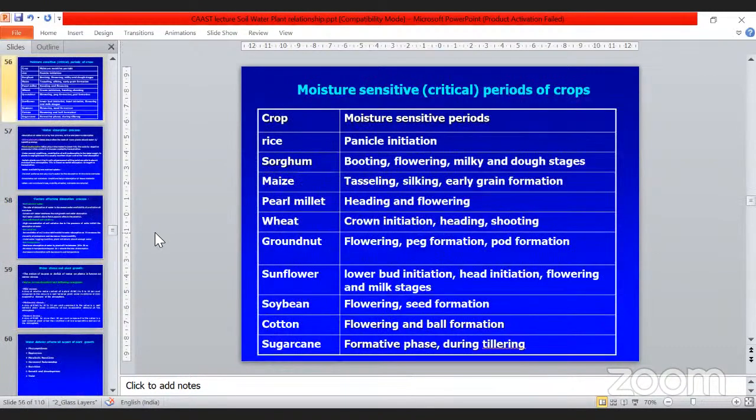Then you can see the moisture sensitive period, as we have already seen in earlier slides. That is the crop moisture sensitive period. Rice is the panicle initiation. For sorghum, it is the flowering, milky and dough stage. Maize is tasseling and silking. Early grain formation is the most critical period. Then for wheat, it is the heading or flowering, and crown root initiation. Likewise, you can see the different critical growth stages of the crop to give irrigation.